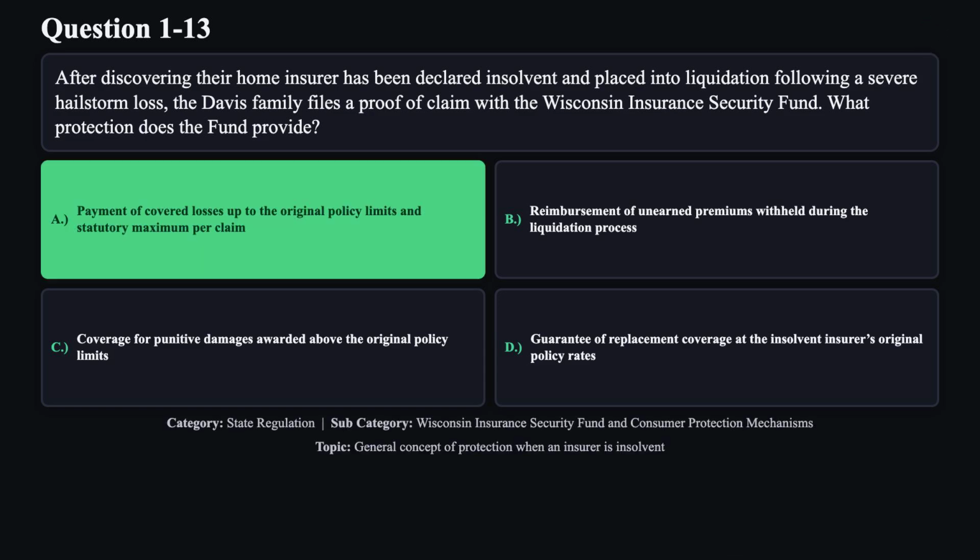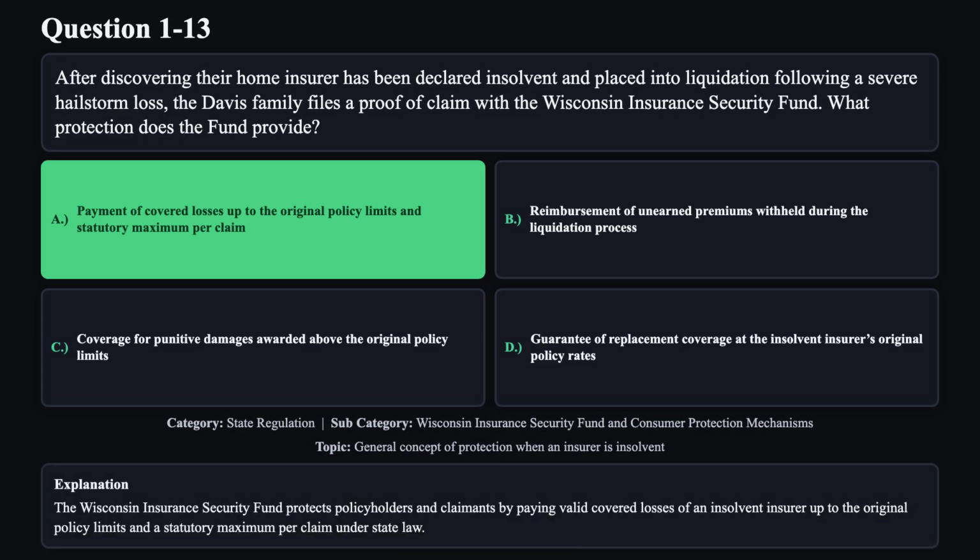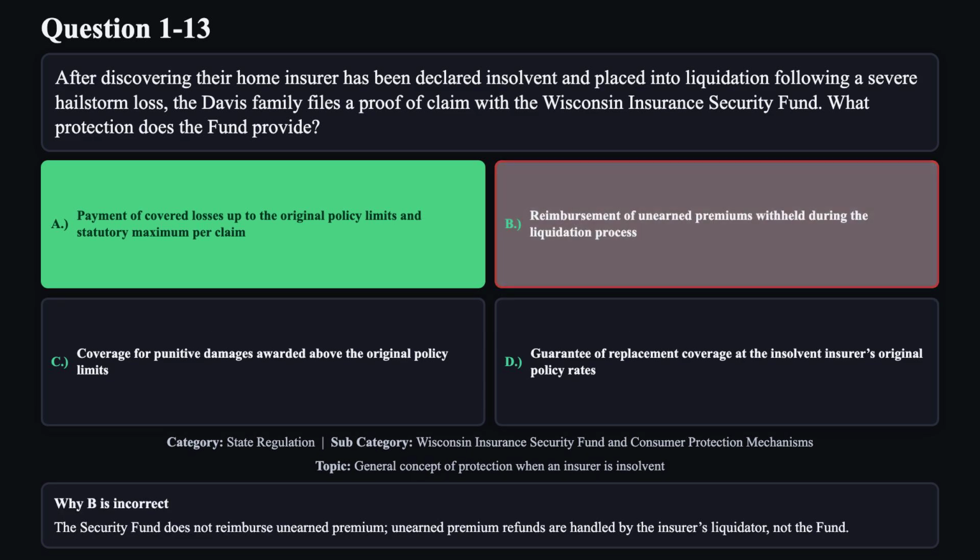The correct answer is A. The Wisconsin Insurance Security Fund protects policyholders and claimants by paying valid covered losses of an insolvent insurer up to the original policy limits and a statutory maximum per claim under state law. Reason B is not correct. The Security Fund does not reimburse unearned premium. Unearned premium refunds are handled by the insurer's liquidator, not the fund.